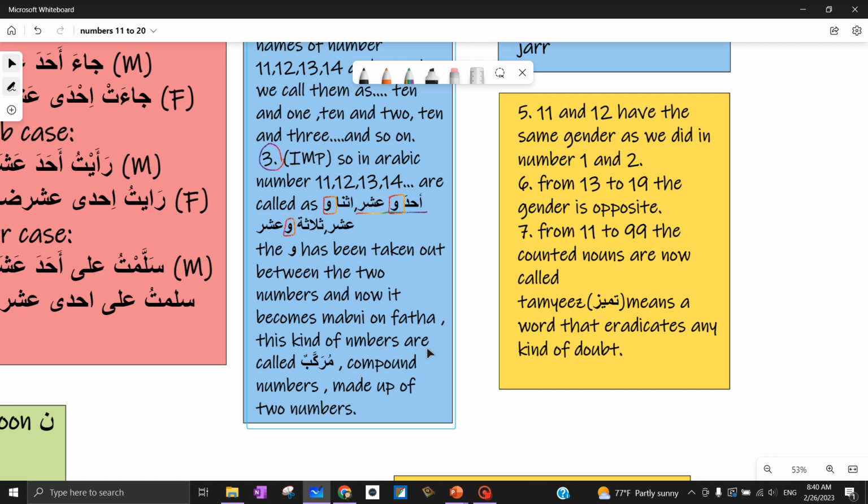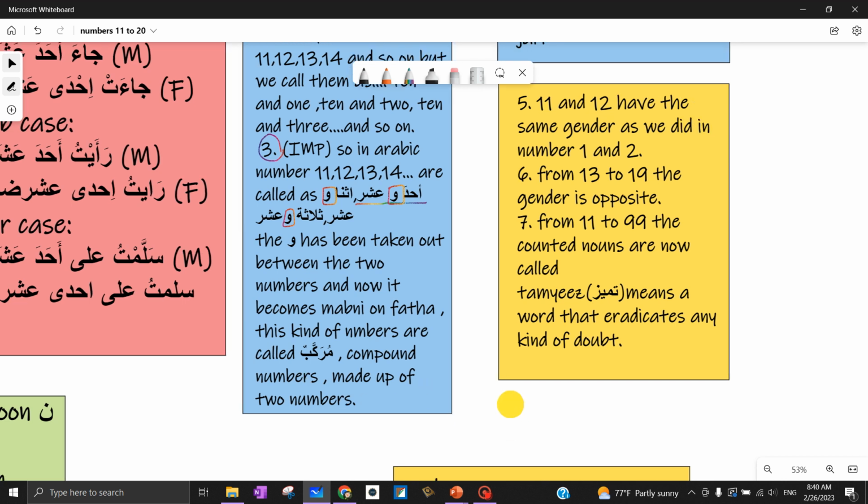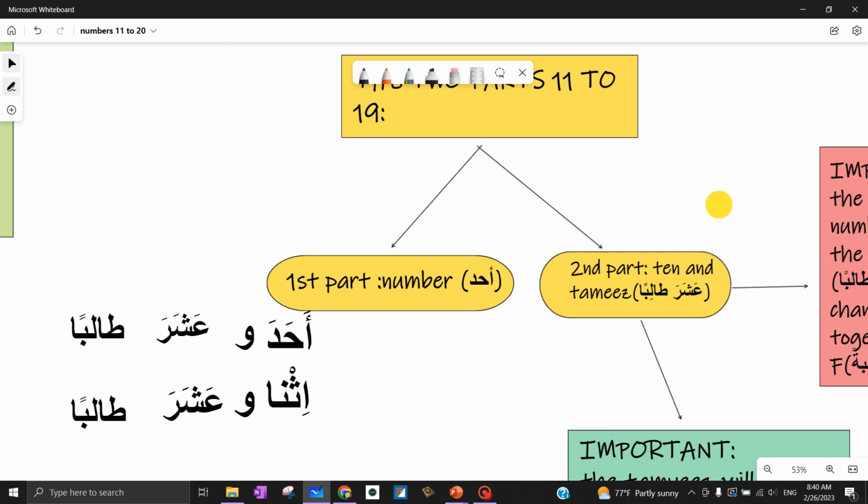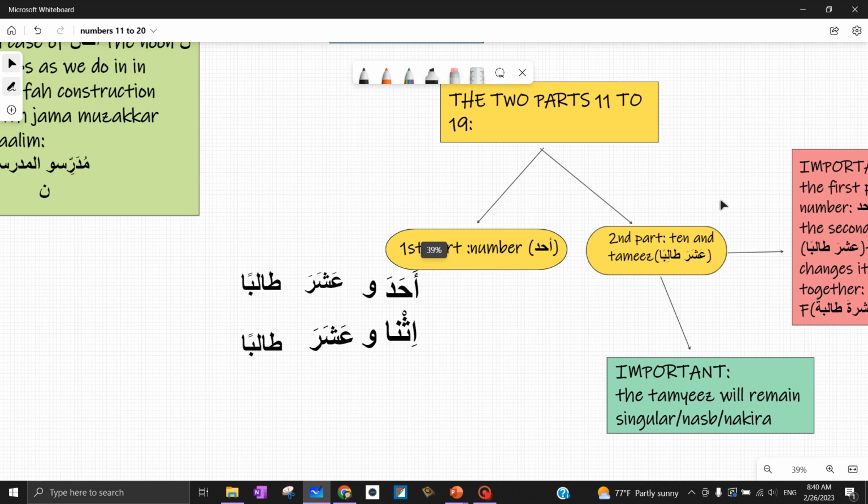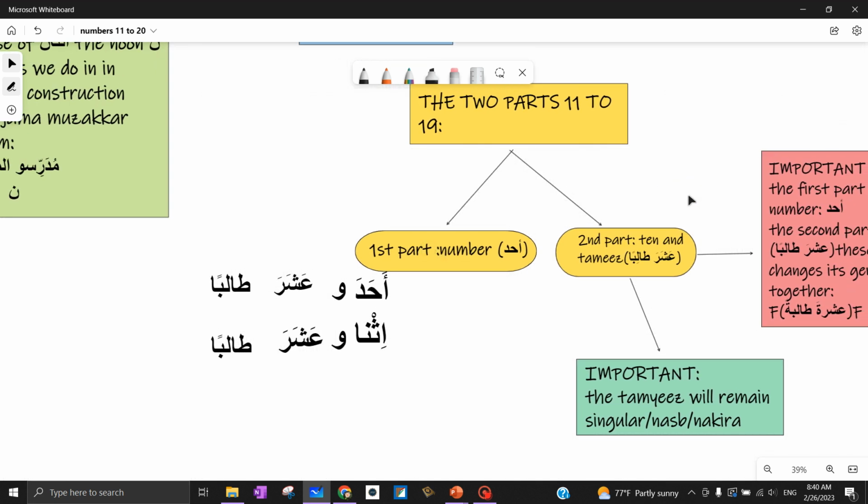This kind of number is called murakkab. In Arabic it is called murakkab, which means it is made up of two nouns, compound numbers. Two nouns came together; in this case the noun is the name of a number made up of two numbers. Let's see. Now I have made this table here to make you understand what has actually happened.